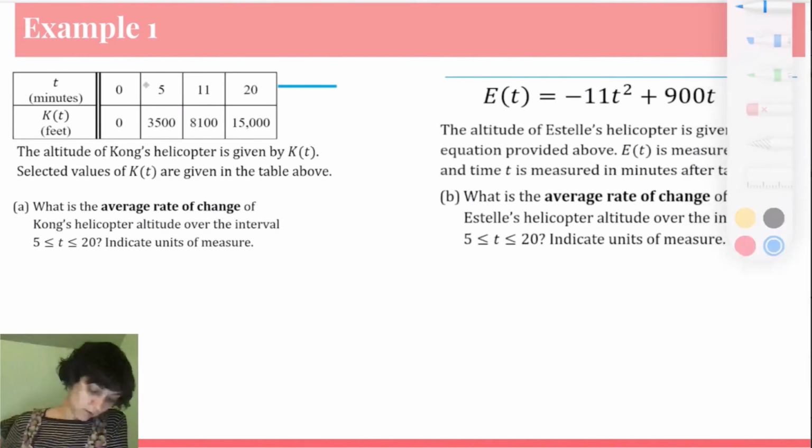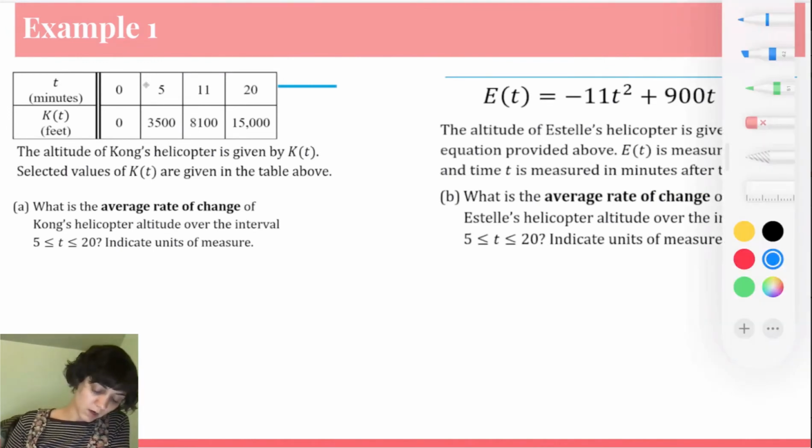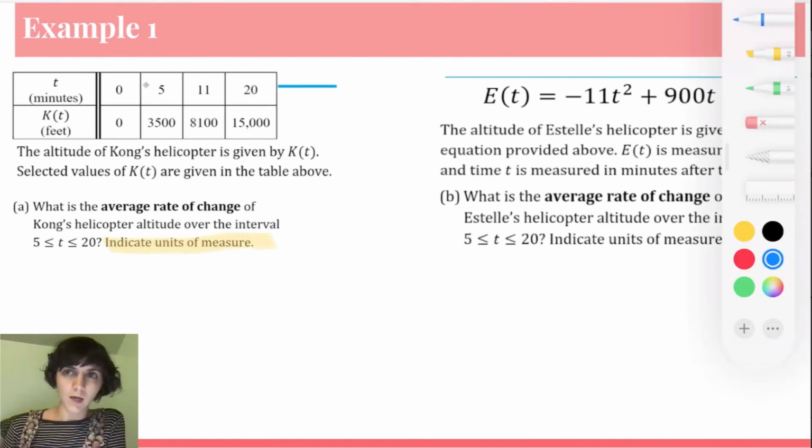So first, let's look at problem part A. Part A asks, what is the average rate of change of Kong's helicopter altitude over the interval 5 to 20? So the time interval between 5 minutes and 20 minutes. Indicate unit of measure. So this is always important. We always want to include our units, similar to how I did in the warm-up, miles per hour. It's just very essential on the AP exam, so don't forget your units, y'all.